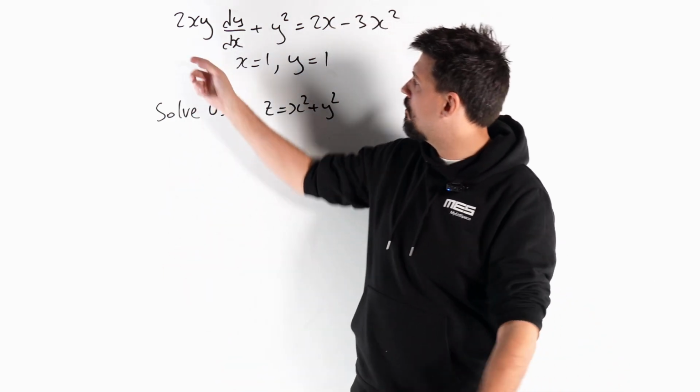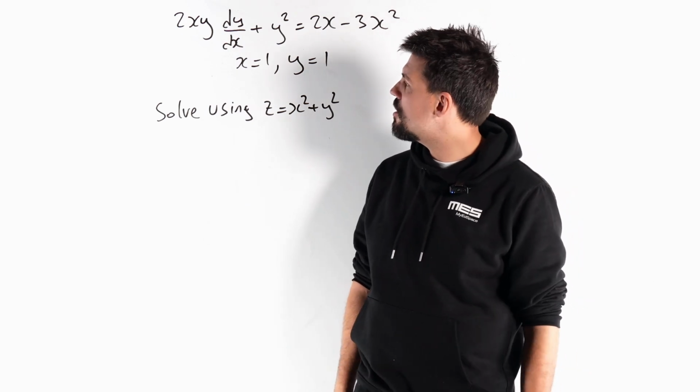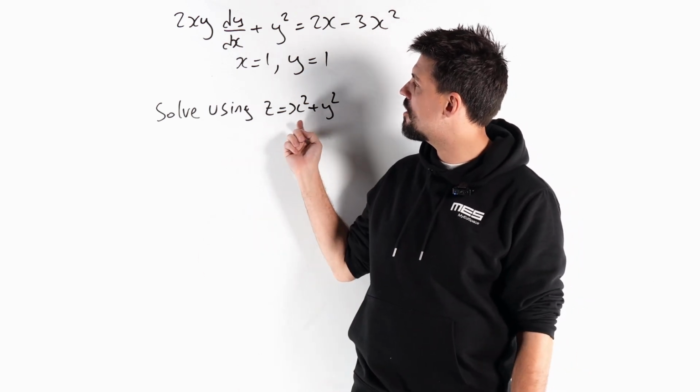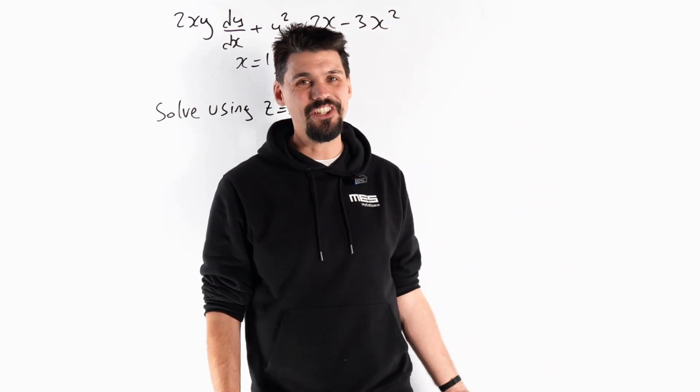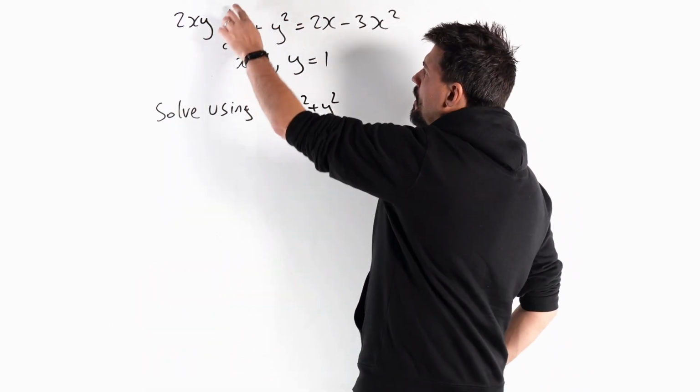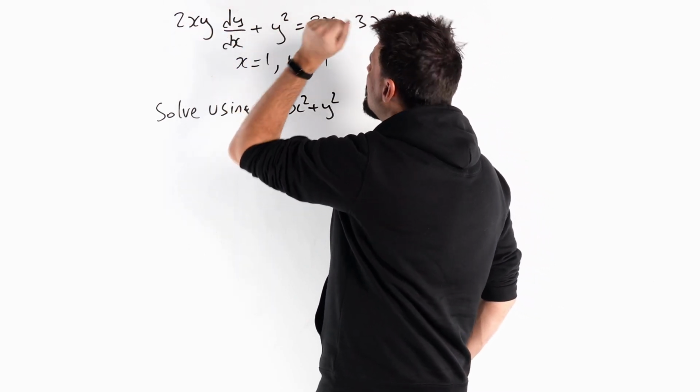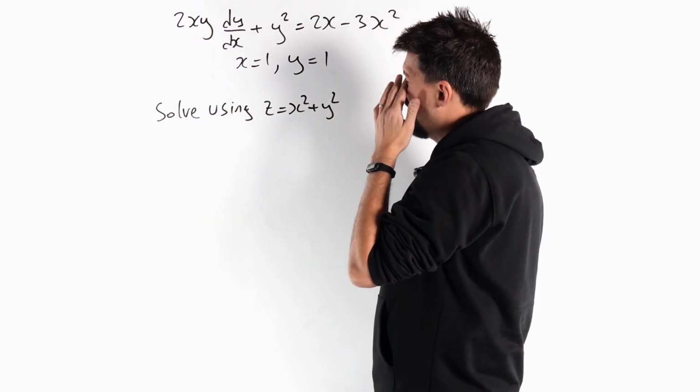So today we are playing around with a first order differential equation. It's pretty nice, but we are being made to use a substitution for it. So let's have a go. Here's my differential equation: 2xy dy/dx plus y squared is 2x minus 3x squared.